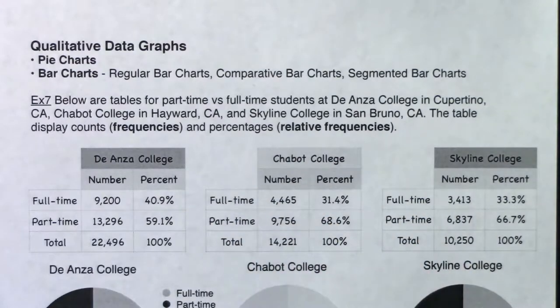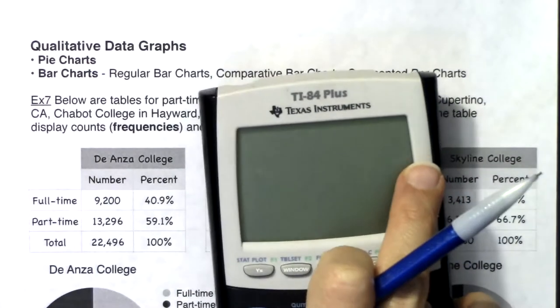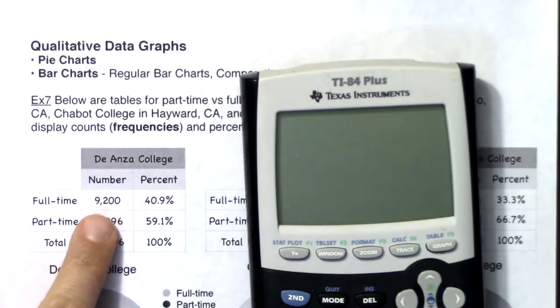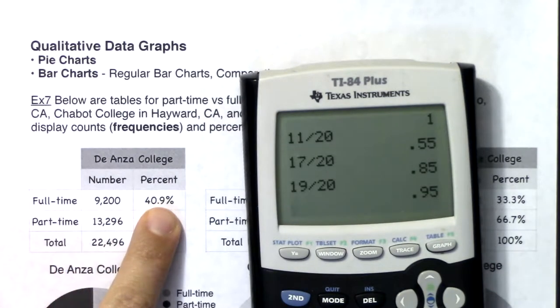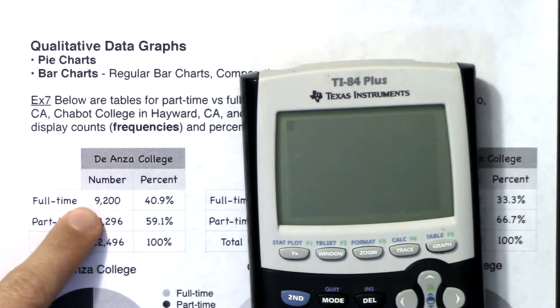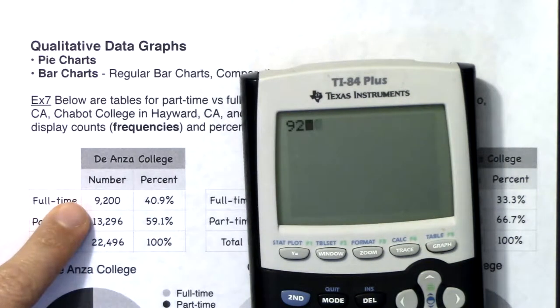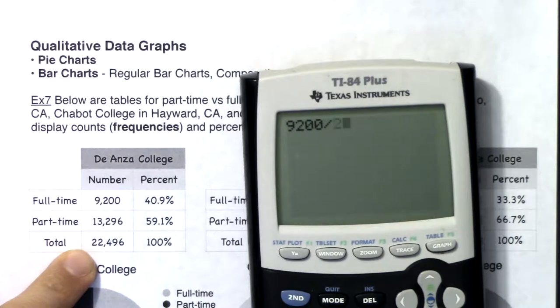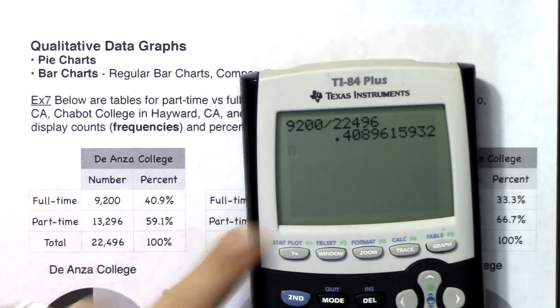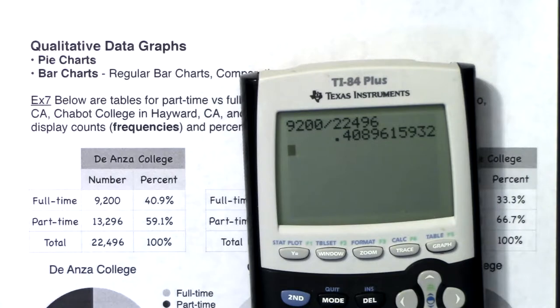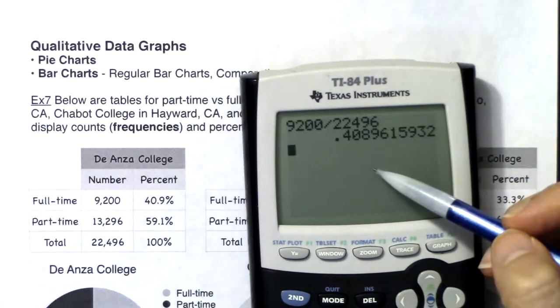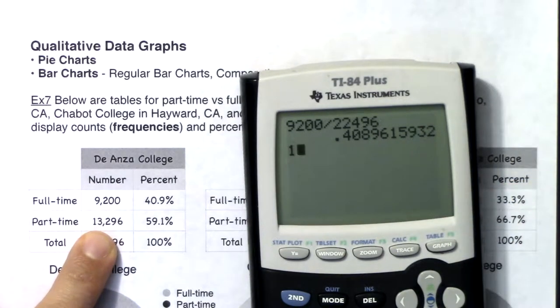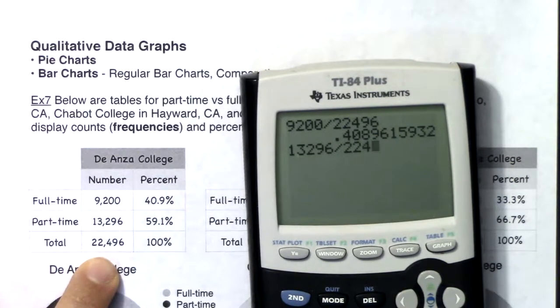And just to review that idea that we talked about in the previous example, if I ever want to go from a frequency to a relative frequency, let me clear this out, what is it I need to divide by? Sample size. So I would take 9,200 and I would divide that by 22,496, and there you see it, 40.9%. I rounded off at the thousandth place. All right, if I wanted to take a look at this, we've got 13,296. I'm still gonna divide that by the sample size. And this problem isn't asking you to do that. I want you to see where I get those numbers from.